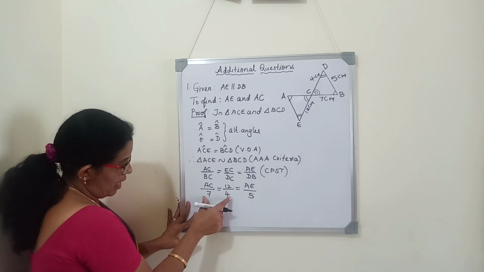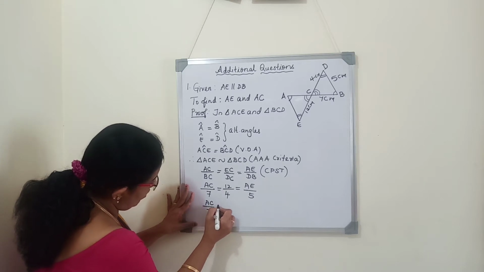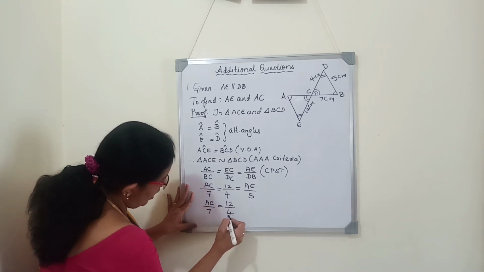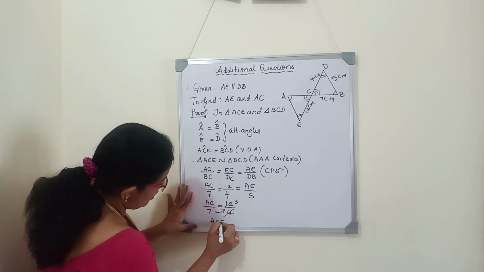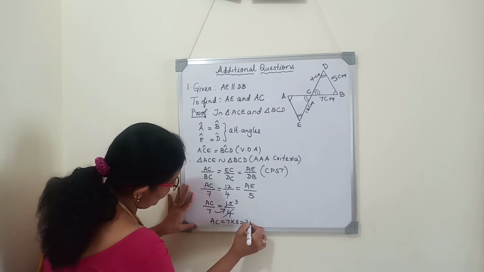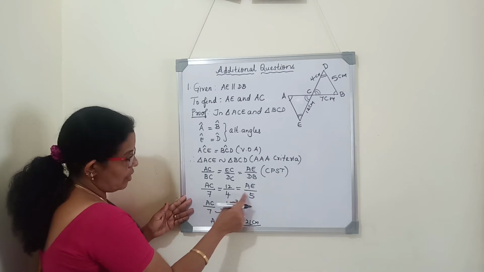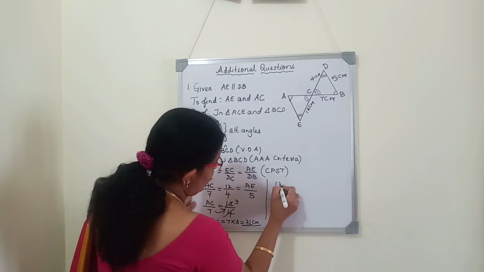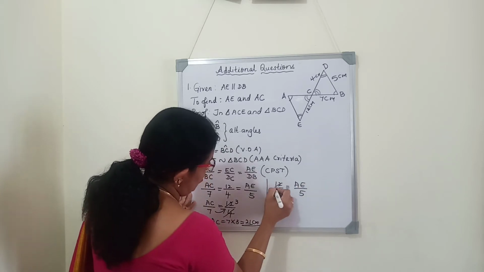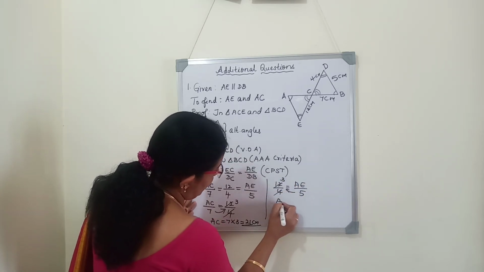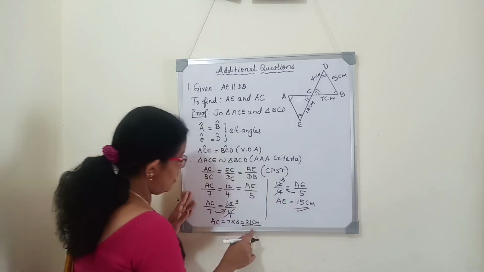Now we will take any two sets, that is first and second we will write, that is AC by 7 is equal to 12 by 4. Here itself we can cancel, 4 3s are 12, cross multiply, we will get AC equals 7 into 3, 21 centimeter. Now to find AE, we will take these two ratios, that is 12 by 4 is equal to AE by 5. Cross multiply, AE equals 15 centimeter. So AE is 15 and AC is 21.